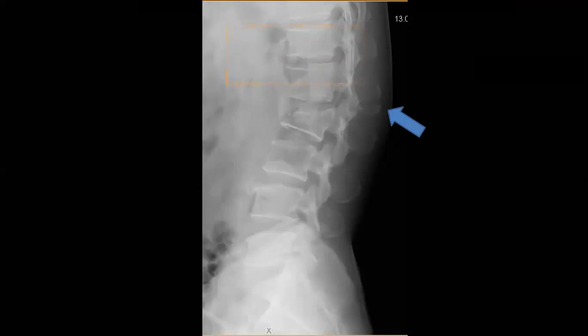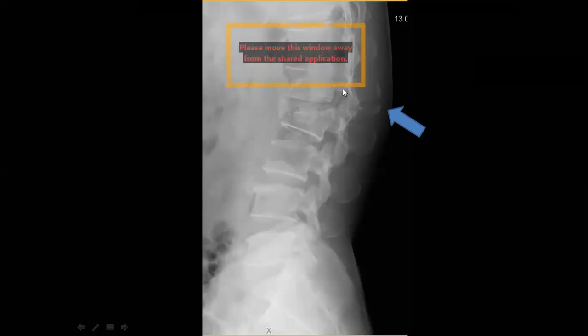So here you can see, this is sacrum, L5, L4, L3, L2. There is a compression fracture of L2, but there is an associated fracture in the spinous process. So it is a continuous fracture. The fracture starts from the vertebral body, through the facet joint, through the spinous process. It is a highly unstable fracture. If you have missed seeing this fracture, you may think that this is just a simple compression fracture. It's not a simple compression fracture. It's a highly unstable flexion distraction injury.